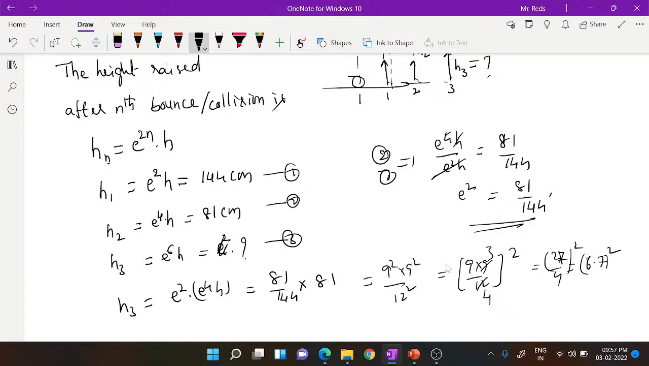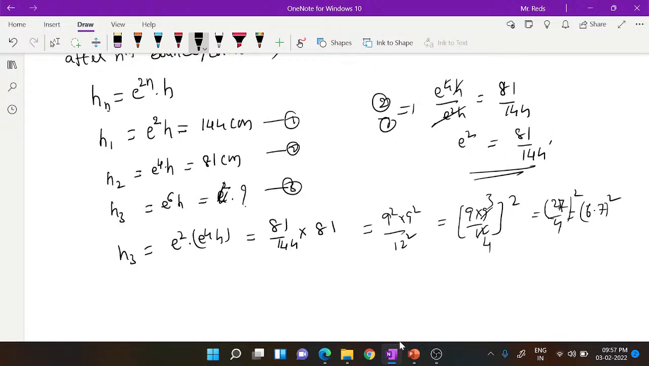Whole square. So it will be approximately more than 36 and nearly 40 something like that. So you can write it as 45.6 approximately. Exactly speaking, we have to cross check them. H3 is equal to 45.6 centimeters. Right? So the simplification process you have to do a little carefully. Okay, thank you, sir.